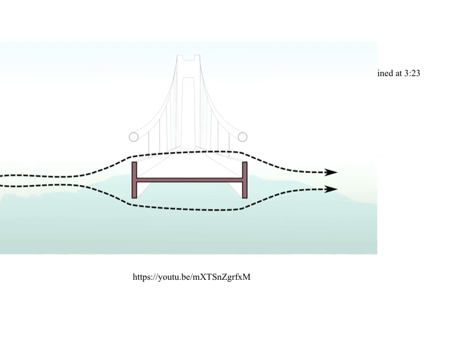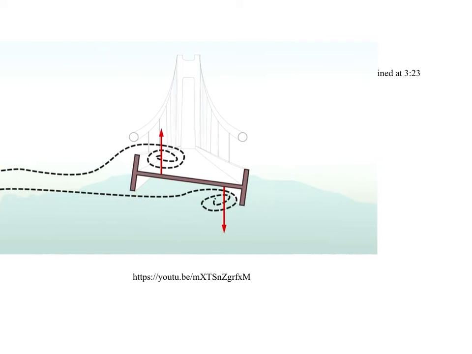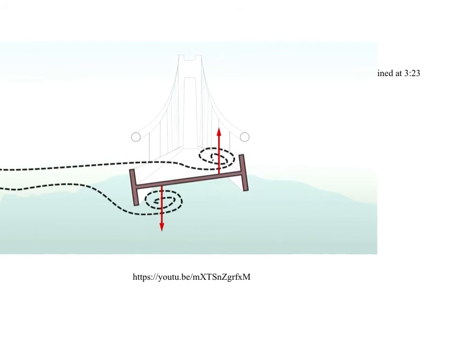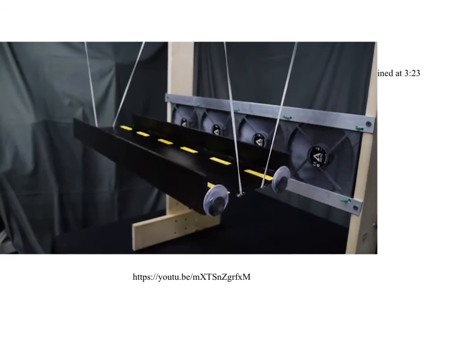Any small amount of twist in the bridge created vortices, or areas of low pressure, in locations that actually amplified the twisting motion. Each time the bridge returned to its natural state, its momentum twisted it in the other direction, where the wind could catch it and continue the cycle. This phenomenon is called aeroelastic flutter.